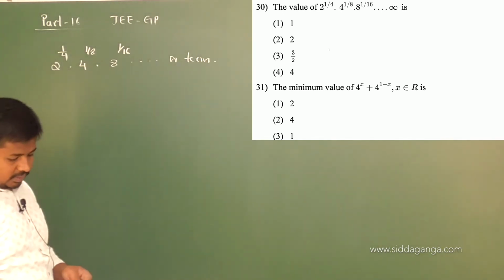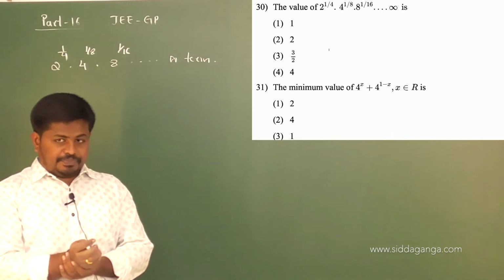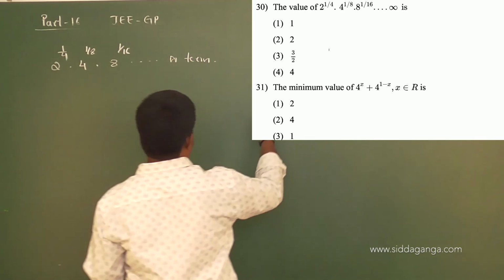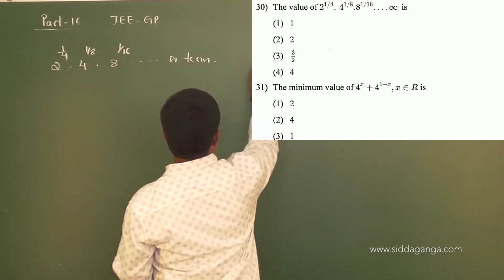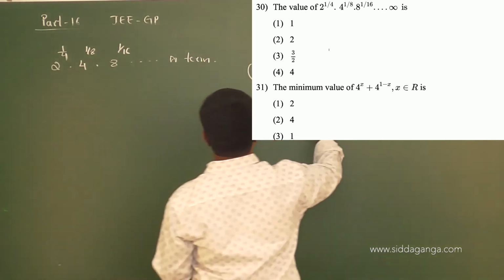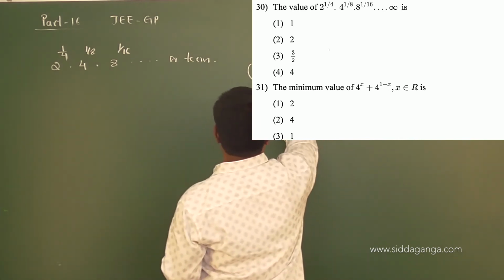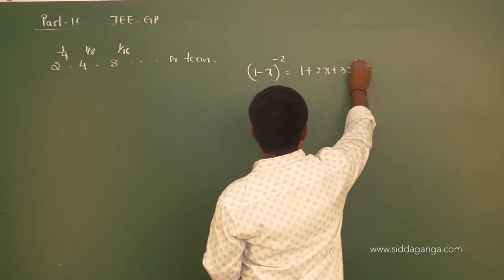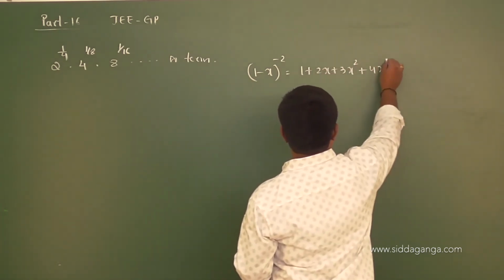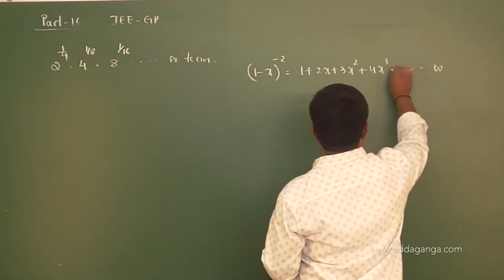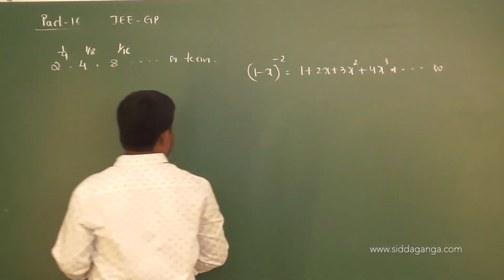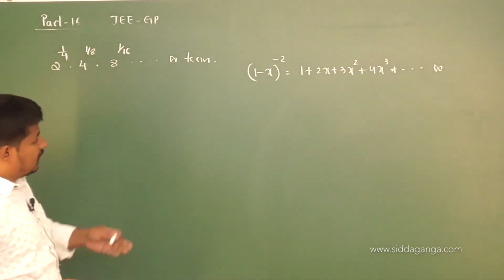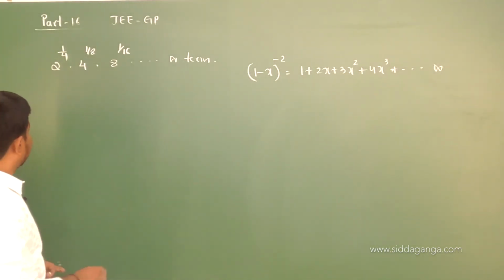Students, here we have a result, which we will discuss later in future classes: (1 minus x) whole power of minus 2. We have this special series: (1 minus x) power of minus 2 is given by 1 plus 2x plus 3x square plus 4x cube and so on. Okay, this is the result we have. So let me use that concept to solve this.